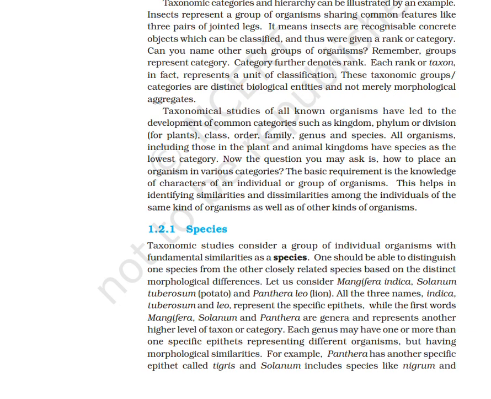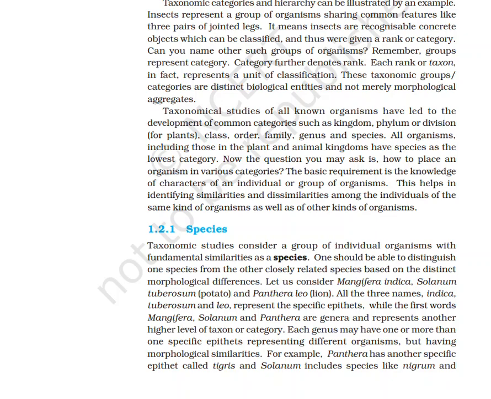Genus comprises a group of related species which has more characters in common in comparison to species of other genera. We can say that genera are aggregates of closely related species. For example, potato and brinjal are two different species, but both belong to the genus Solanum. Lion, Panthera leo, leopard, P. pardus, and tiger, P. tigris, with several common features, are all species of the genus Panthera. This genus differs from another genus, Felis, which includes cats.